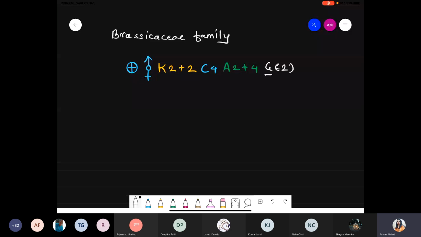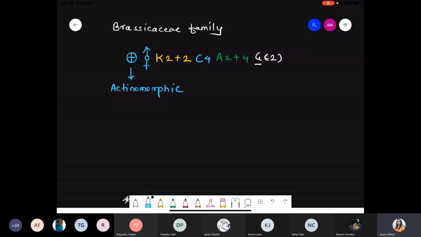So first of all, we try to understand one by one what exactly the meaning is and how we represent such a condition. In the Brassicaceae family, I hope you remember, we discussed earlier that there is a specific type of petal arrangement, that is cruciform corolla. Cruciform is what? X shape, right? Now this condition is represented for the flower, which is actinomorphic. And this symbol represents that the flower is bisexual.